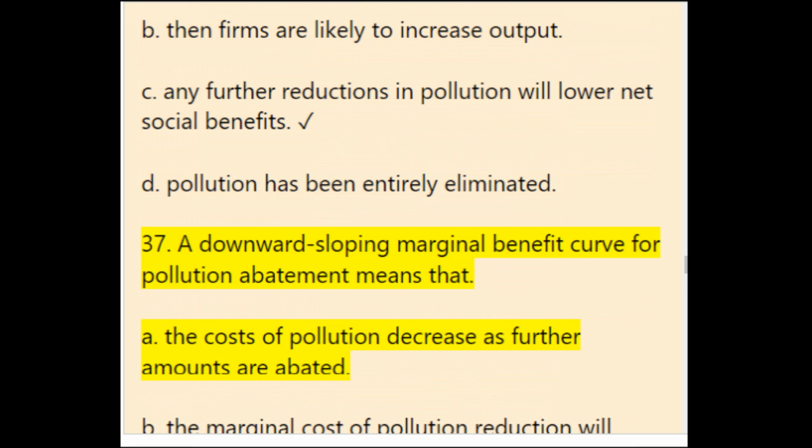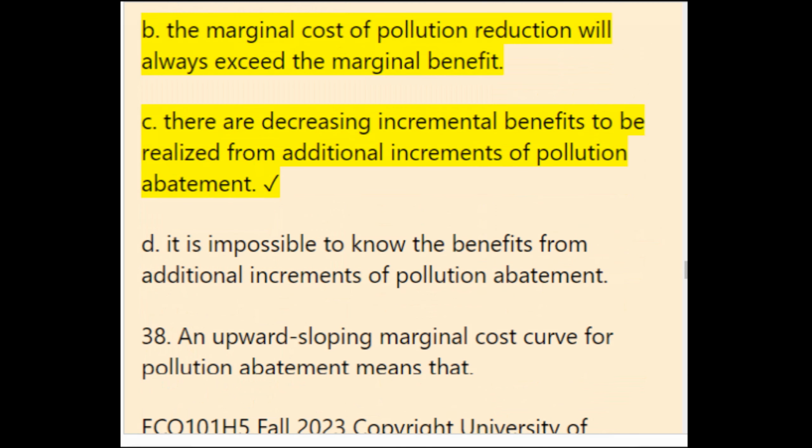37. A downward sloping marginal benefit curve for pollution abatement means that A. The costs of pollution decrease as further amounts are abated. B. The marginal cost of pollution reduction will always exceed the marginal benefit. C.